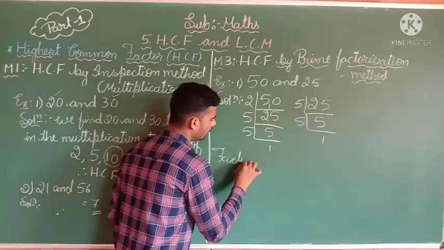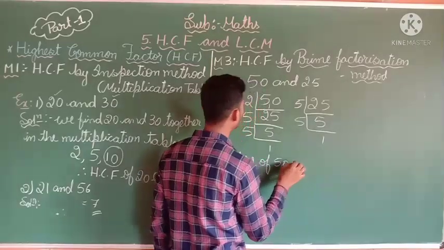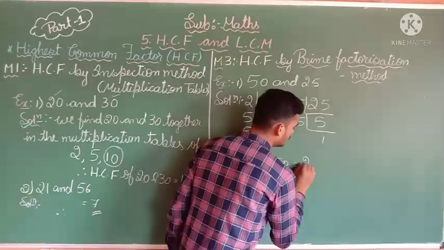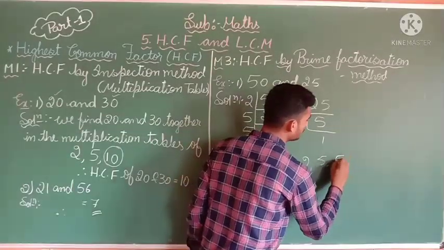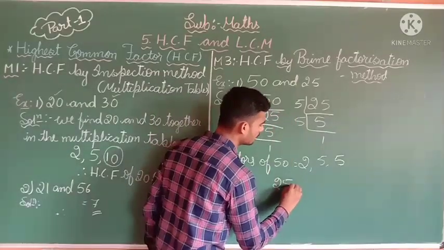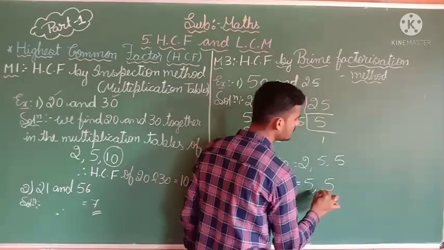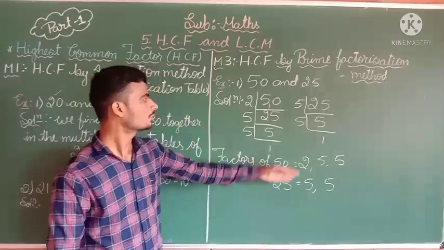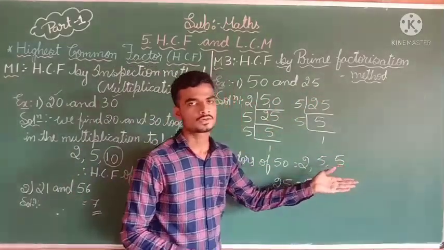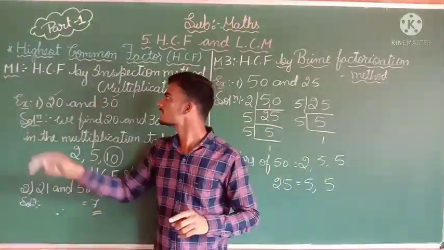Factors of 50 is equal to, what factors did we get here? 2, 5, 5. Then what factors did you get for 25? Okay, 5, 5. These are the two factors we got for 25. Then for 50 we got 2, 5, 5. Okay, you should not get confused. In the first method we have discussed this.